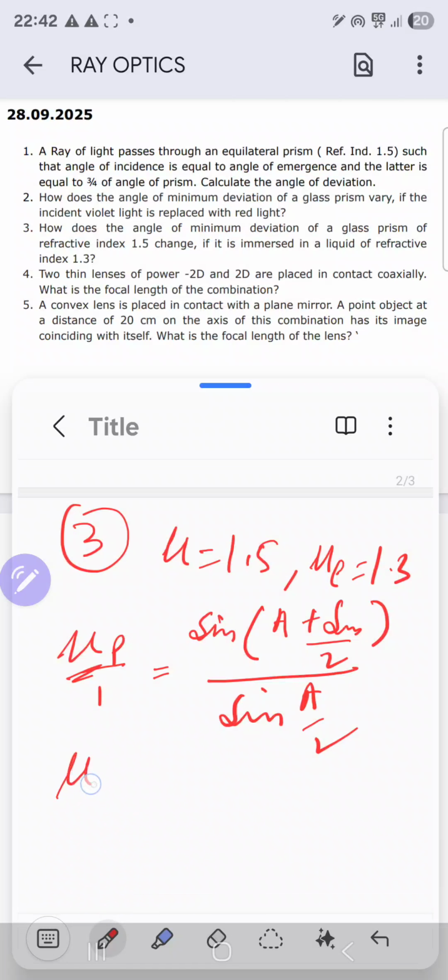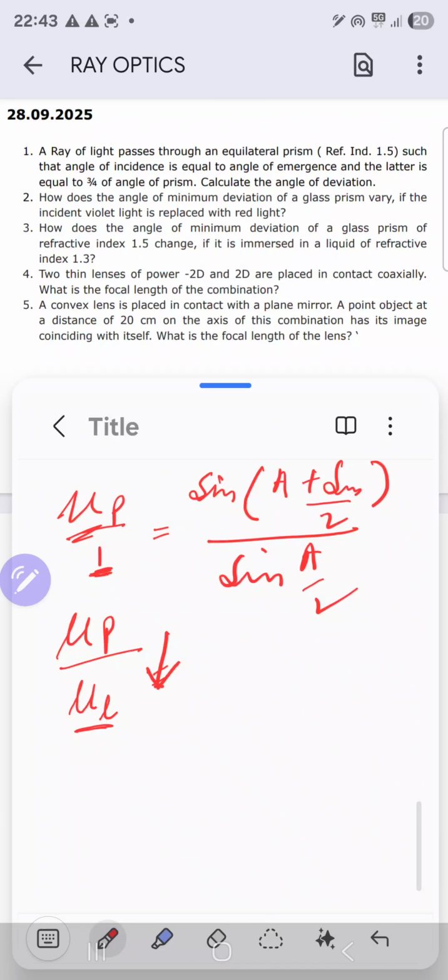Now you see, when we place this prism in the liquid or water, this particular term is going to be decreased. In the denominator we had 1, now we have 1.33. So this term is going to decrease when we put the prism in the liquid. So this whole term is decreasing, so this whole term must be decreased, and as A is constant, delta m would be decreased.